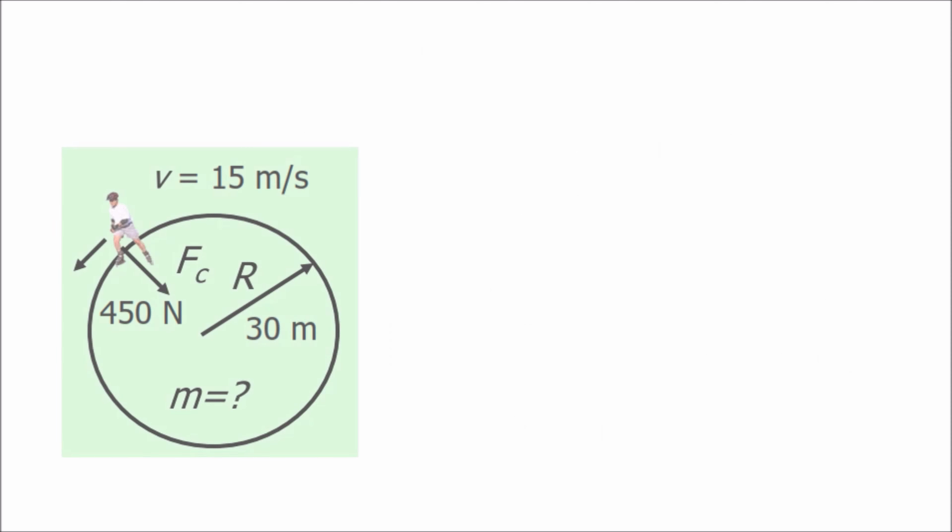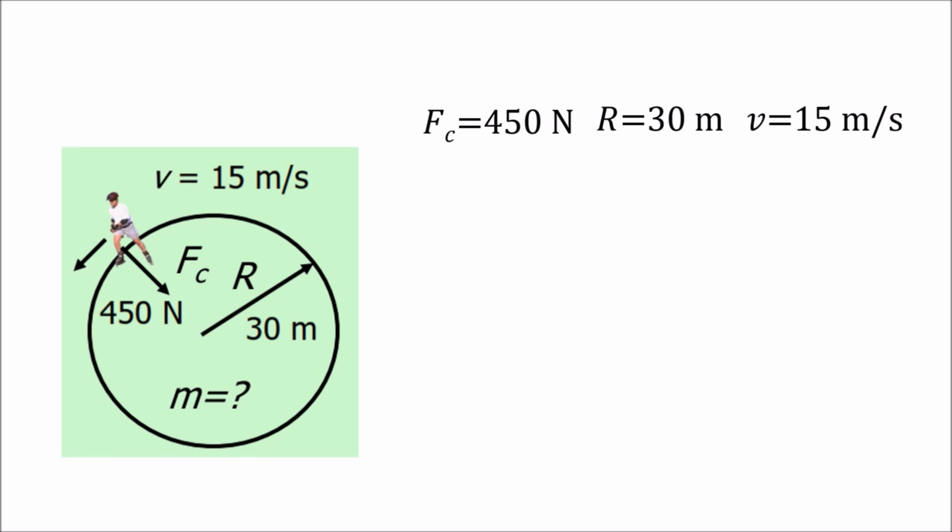So first, we need to illustrate the problem for us to better understand it. Next, we need to state all of the givens. First given is the centripetal force, which is 450 newtons. Next is the radius, which is 30 meters. Then the velocity, which is 15 meters per second. Then we need to state the equation for the centripetal force, which is mass times velocity squared all over radius.